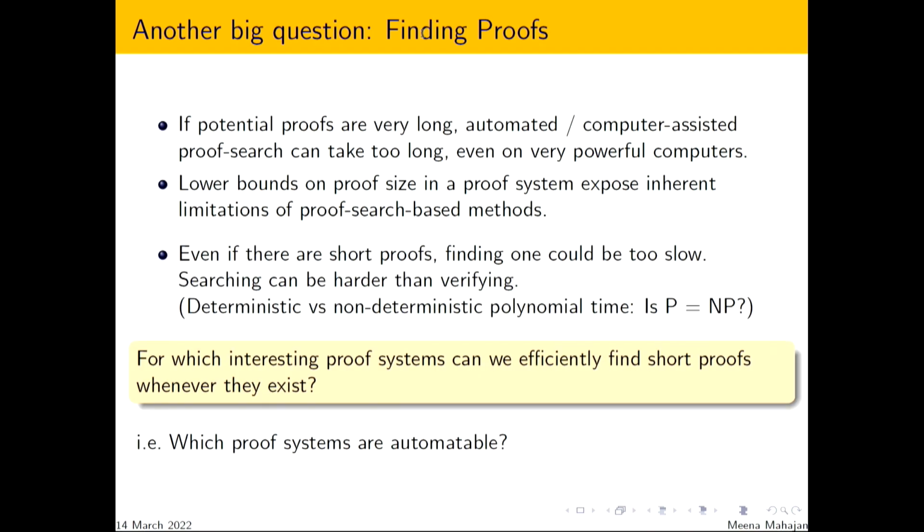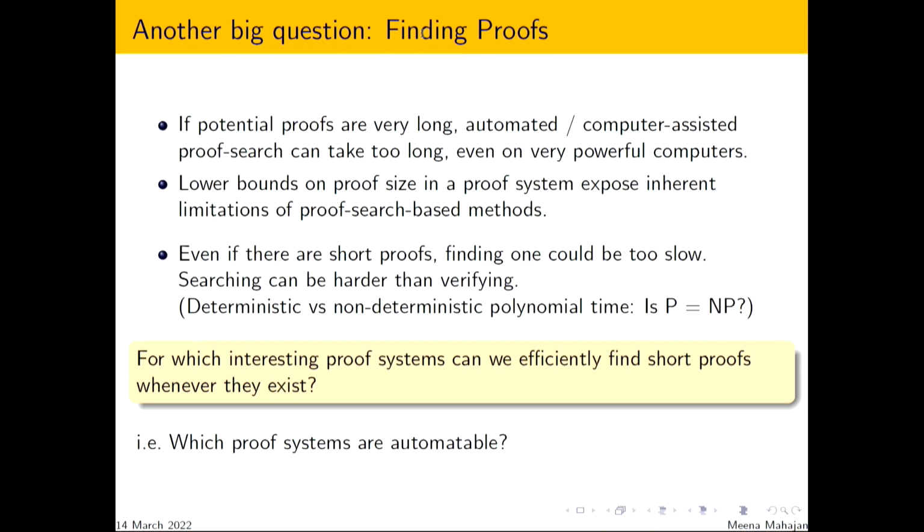Even if there are short proofs, finding one could simply be too slow because the search problem is exponential in the checking of it. In general, searching can be harder than verifying, and it's very similar to this question of P versus NP. So one could ask this question: for which interesting proof systems does this thing hold that whenever there are short proofs, we are able to efficiently find them?